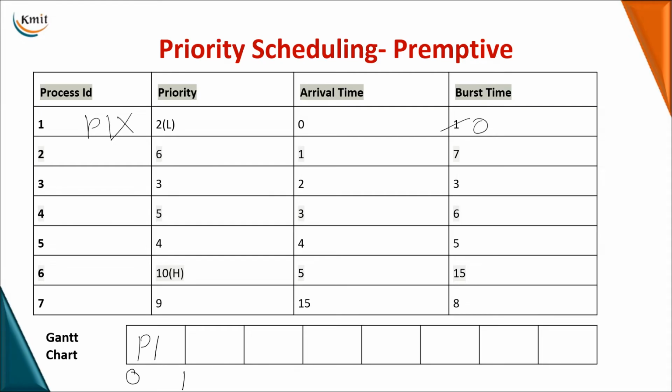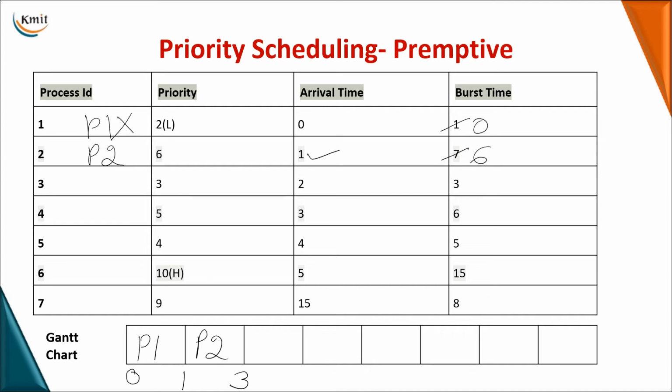Now you are at 1 millisecond. Just check the arrival times. At 1 millisecond, which process has entered into the ready queue? P2. And it is the only process in the ready queue. So directly assign it to the CPU. So P2, but not for the total burst time. You assign it only for 1 millisecond, and this reduces to 6.